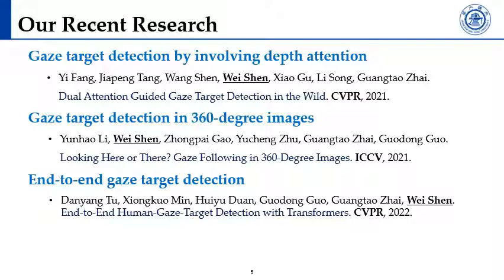The first one is to involve depth attention in gaze target detection. This work was accepted to CVPR 2021. The title is Dual Attention Guided Gaze Target Detection in the Wild. Now I introduce the first work.